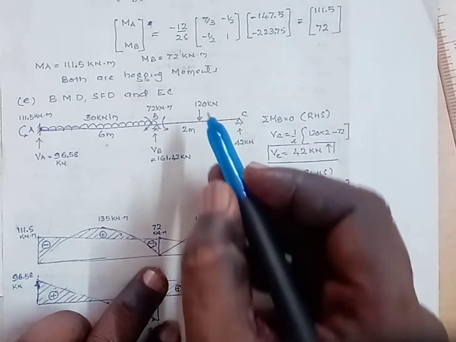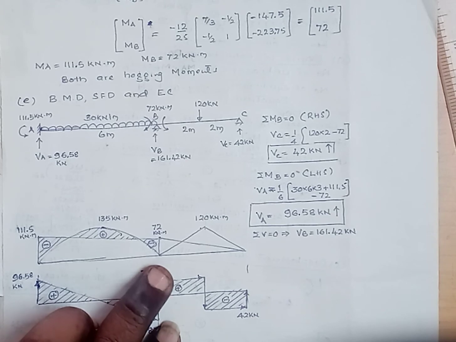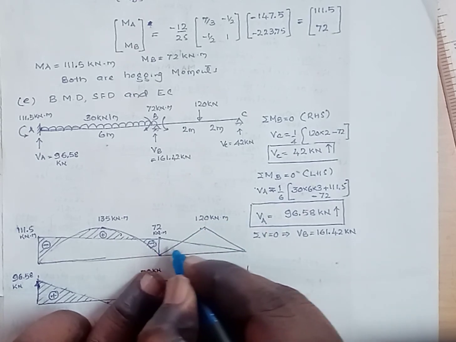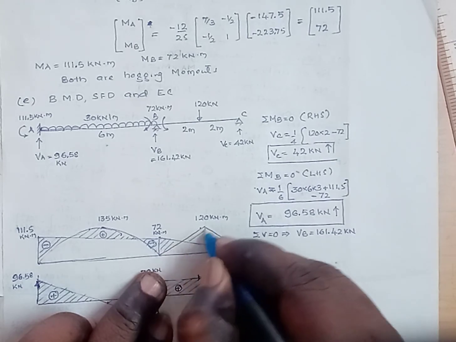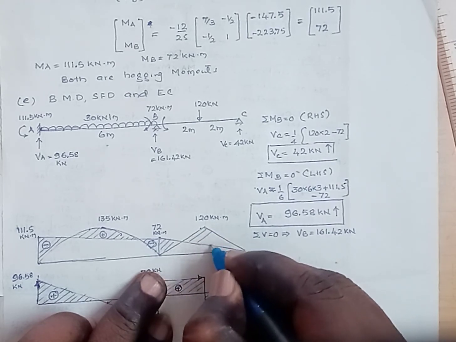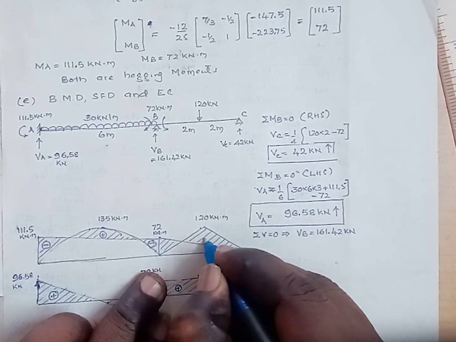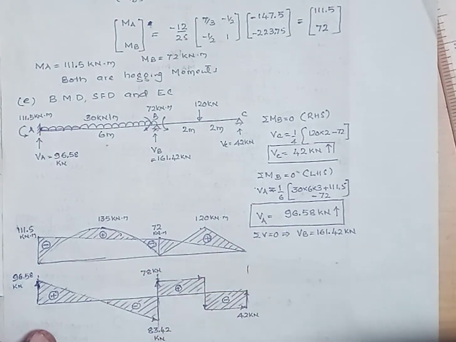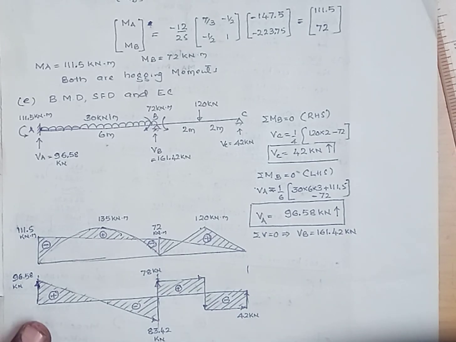In span BC, this is subjected to a 120 kilonewton load at the center. Below the point load the bending moment is maximum, that is WL by 4, that one is 120 kilonewton meter, by substituting W is 120, L is 4. Here the variation of the bending moment diagram is a straight line like this. This is a sagging bending moment or positive bending moment. The net bending moment is shown by the shaded portion.